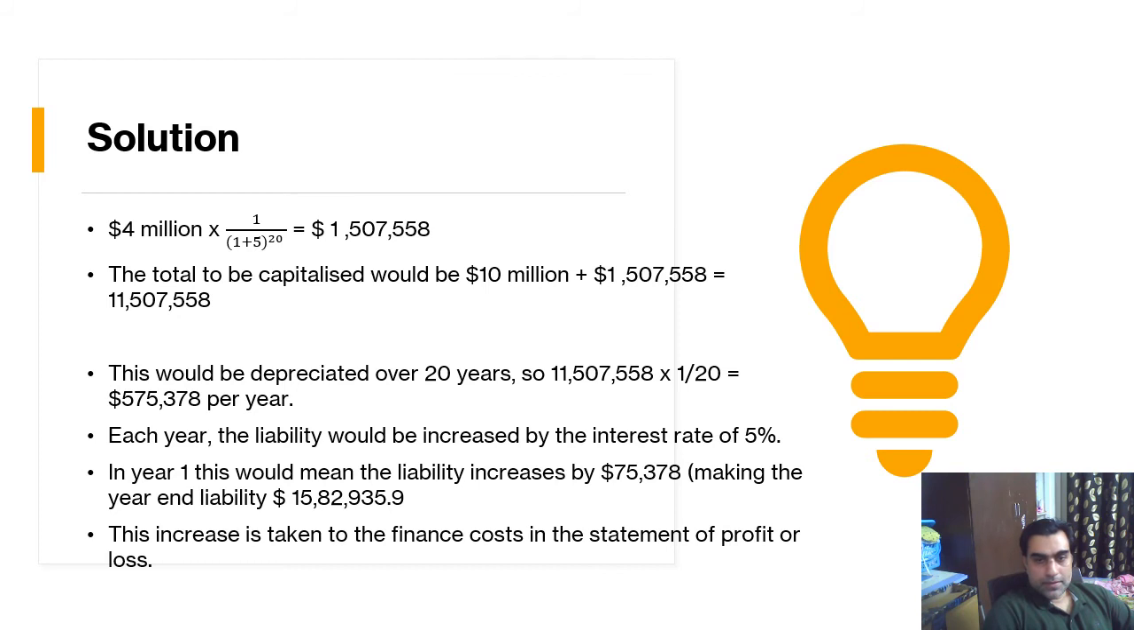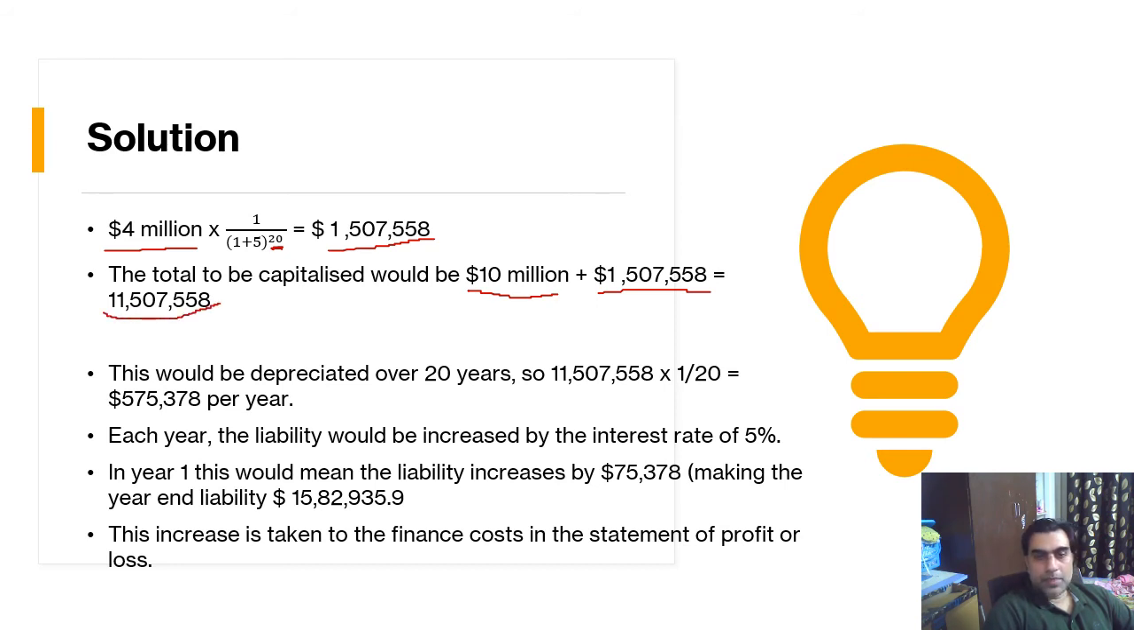As per the question, the dismantling expense is 4 million, and the expense will be payable after 20 years. So the present cost of this 4 million as per the formula will be this price. Now the total value of the asset will be 10 million, that is the construction, plus the present value of the dismantling cost. This total is 11,507,585, the cost of the asset.